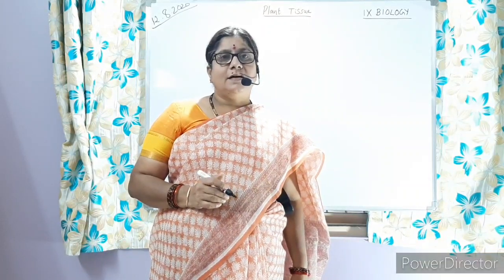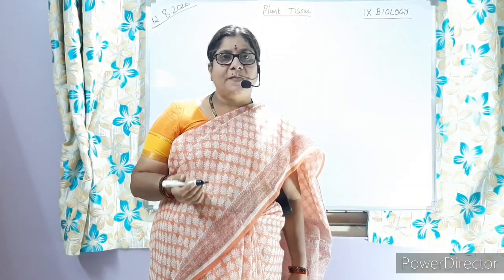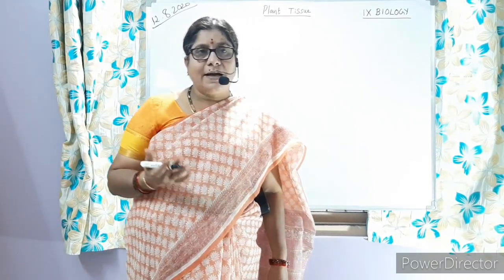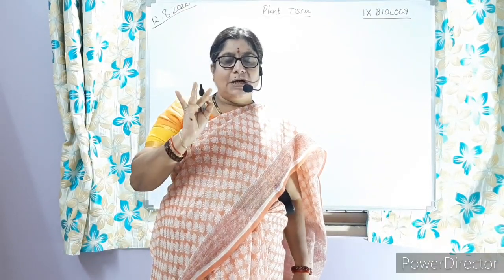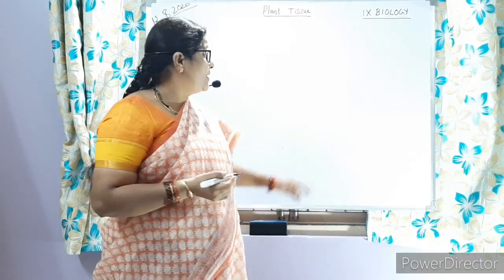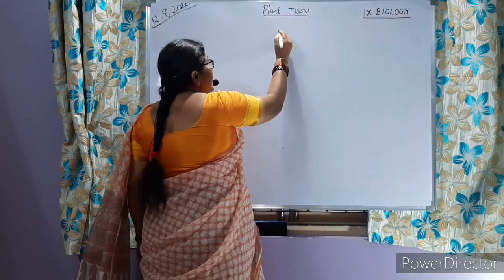Good morning, children. We learned in detail about meristematic tissue, one of the major types of plant tissues. So let us recall the names of the four major types of plant tissues. As you learned: meristematic tissue, dermal tissue, ground tissue, and vascular tissue. Today's class we are going to discuss dermal tissue.